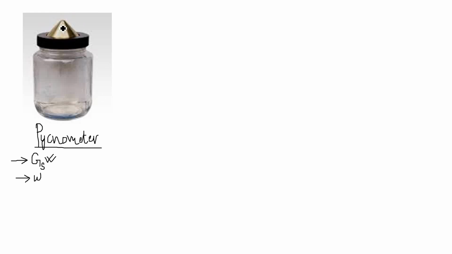So first of all we have this empty pycnometer. We determine the empty weight of the pycnometer and we designate the weight as W1. So W1 is the empty weight of the pycnometer.